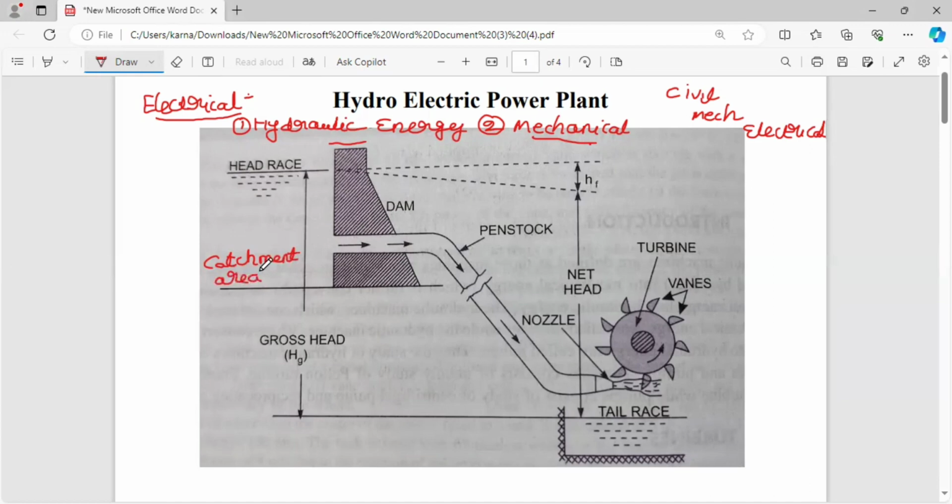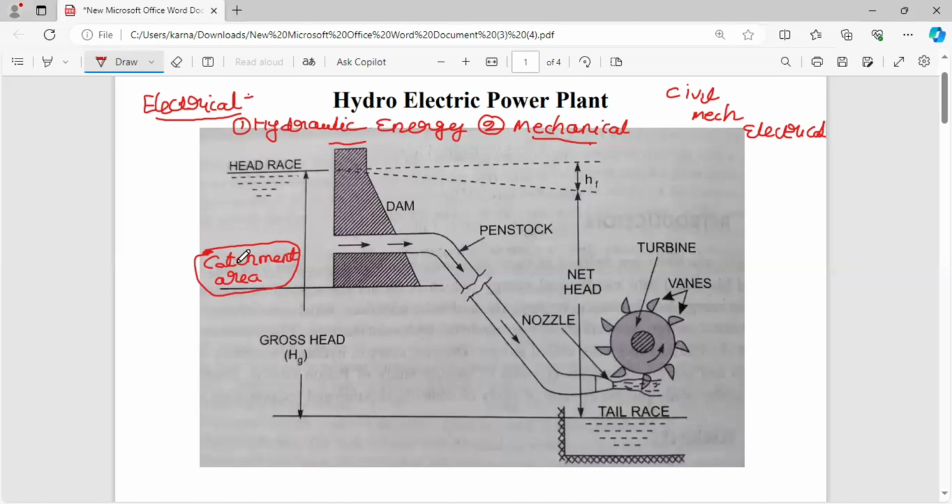Catchment area means nothing but a river. Suppose the rainfall will be there and the water will collect in that place. Catchment area means the place where a large quantity of water can be available. That location is called the catchment area.